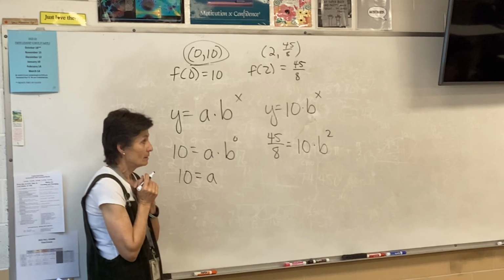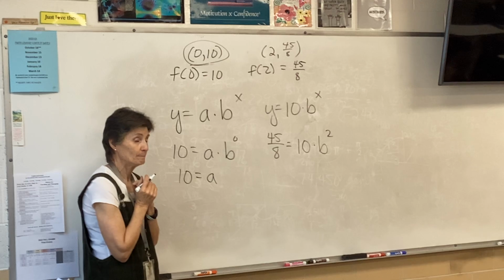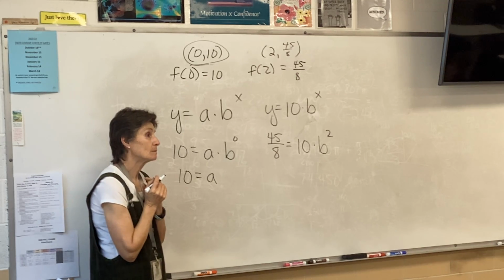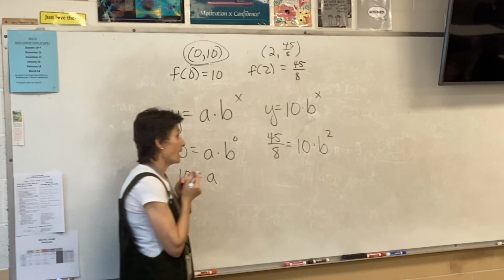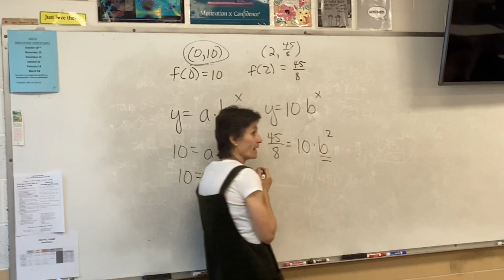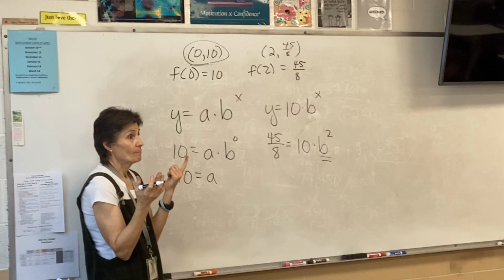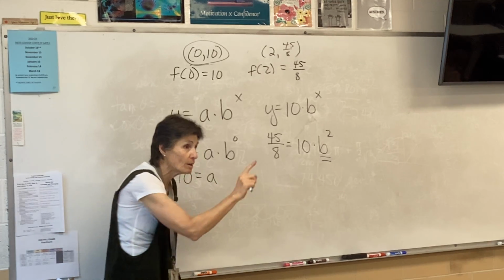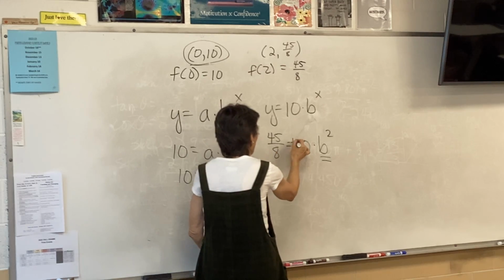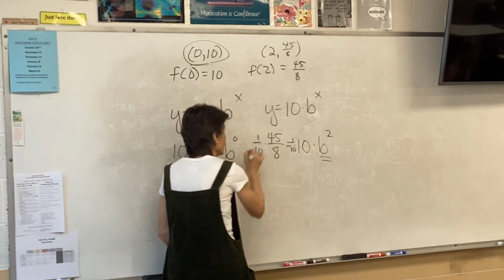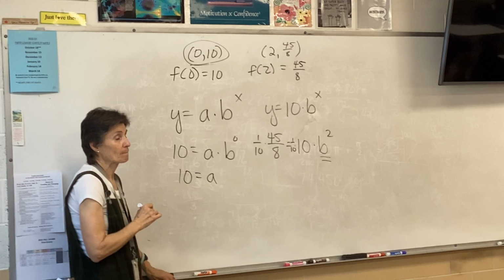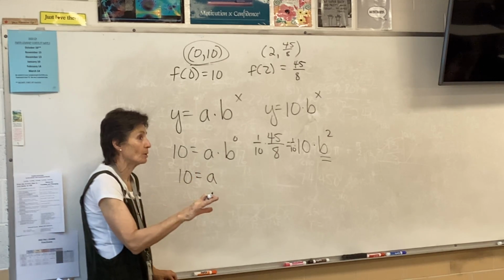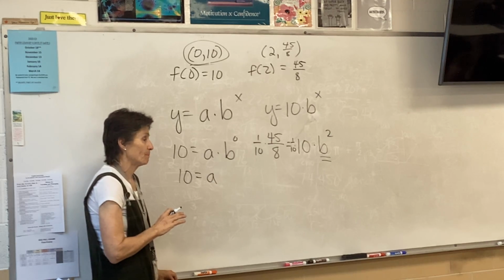Okay. How do I go about solving that? I have to get this by itself, so I'm going to have to divide 45/8 by 10. I'm going to have to divide both sides by 10 or multiply by 1/10. Won't that accomplish the same thing? Yeah. Might be easier since there's a fraction involved, but it's completely up to you. You have to get rid of that 10.